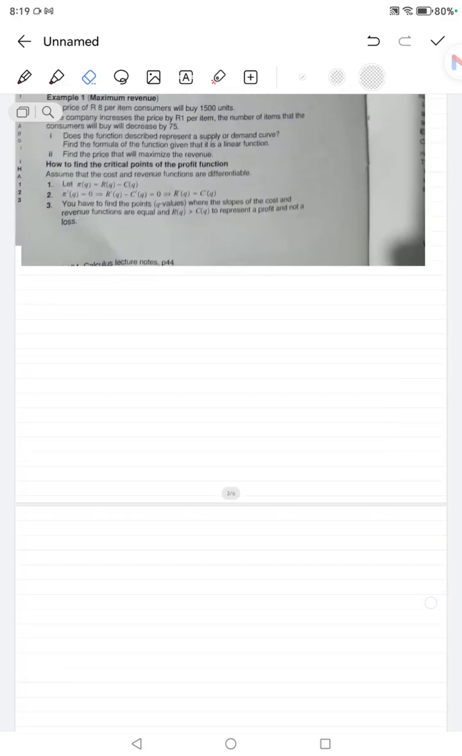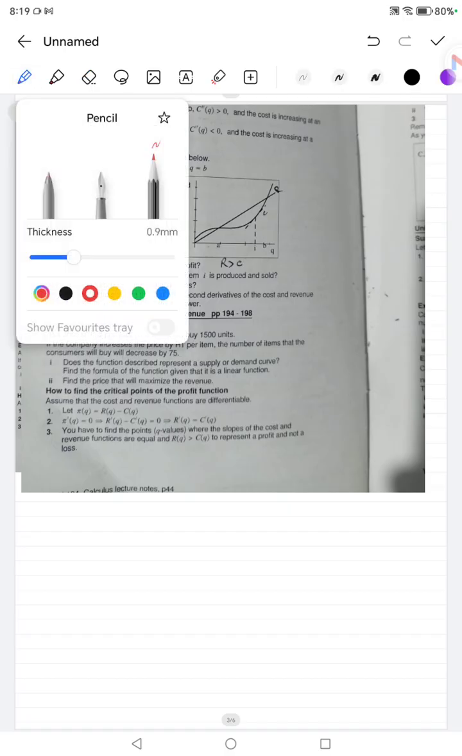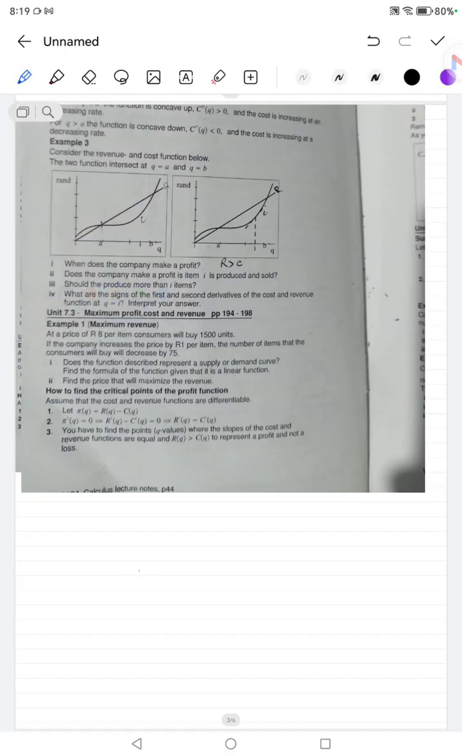And let's go to this one. They're saying this and this, as I was saying, I was already thinking about 2 ways you can do this type of example. The first one, okay, let's just do this. They're saying you have your price and your quantity, and you know that okay, you have the slope, and they ask, does the function described represent a supply or demand curve.